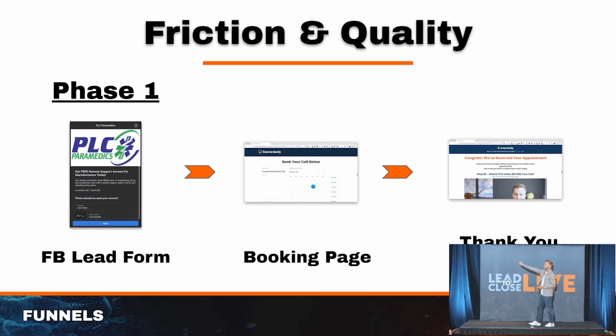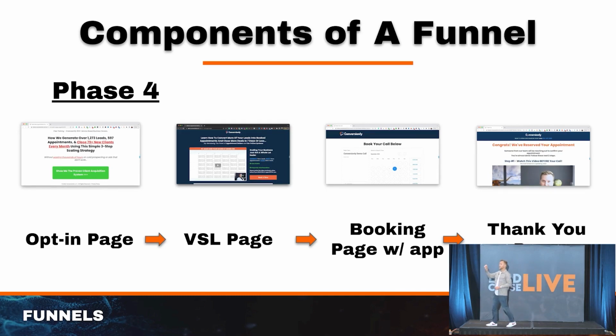If we go all the way to phase 4, that's probably something like an opt-in page that makes them enter in their information, and then it goes to a pretty built-out VSL. Essentially, that page is disqualifying the people who aren't good fits, and further qualifying the people who are. Then from the VSL, they click another button, and they go book a time. And then you can add an application. Our application is like 10 or 13 questions long, and every single step there is adding more friction.